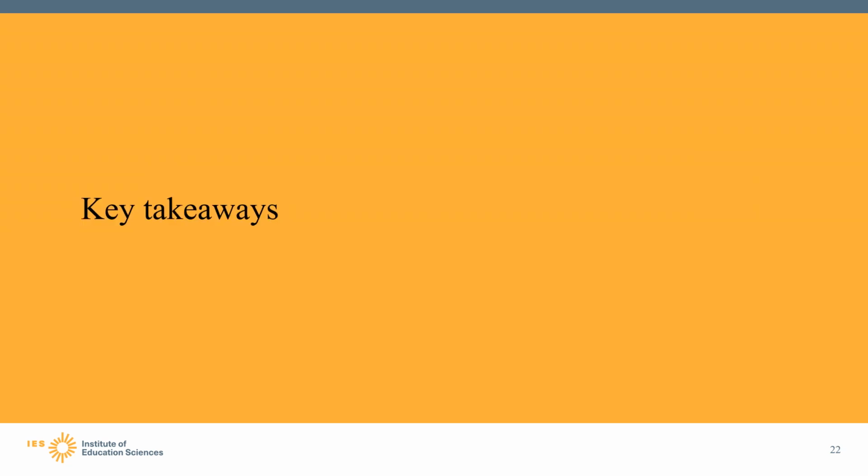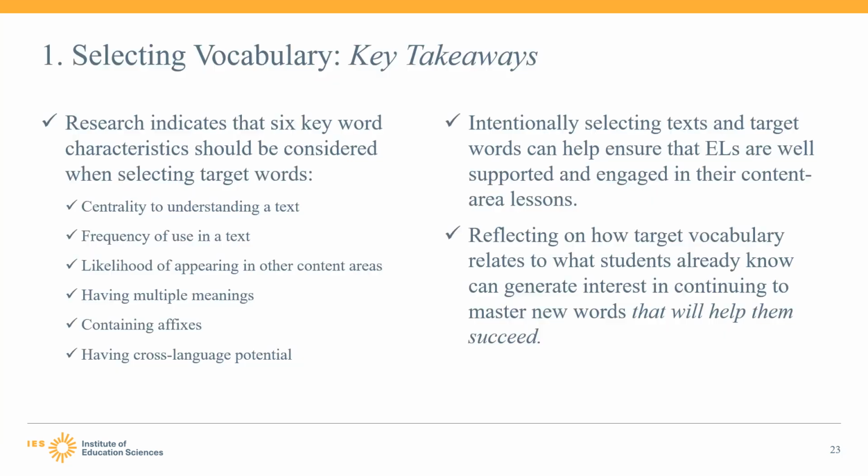So what are the key takeaways from this module? On one hand, research indicates that there are 6 key word characteristics that should be considered when selecting target words for instruction when it's designed to support EL's content learning and language development. Centrality to understanding a text, frequency of use in a text, likelihood of appearing in other content areas, having multiple meanings, containing affixes, and having cross-language potential.